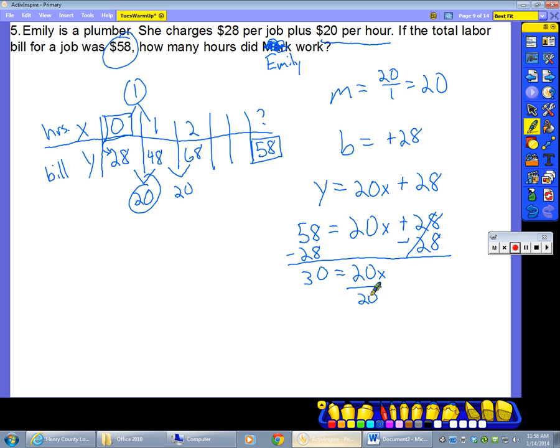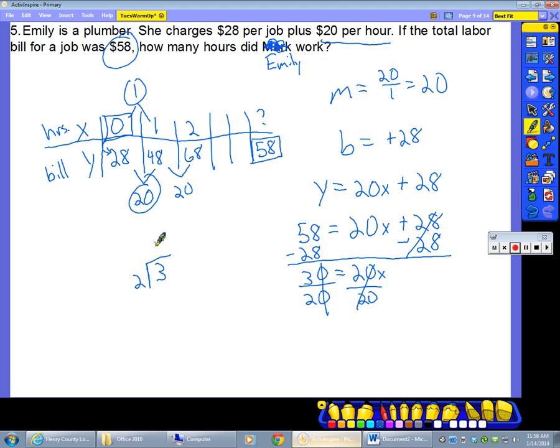Divide this side by 20. Divide this side by 20. And I can cut out those zeros. That's a little trick. So I can do 3 divided by 2, or you could do 30 divided by 20. You're going to get the same answer.